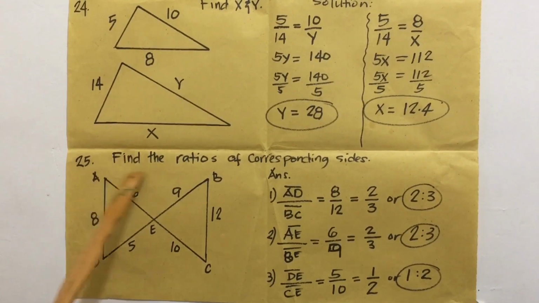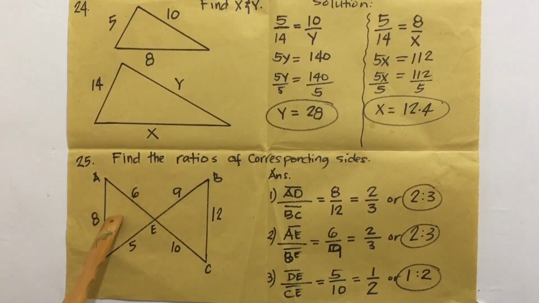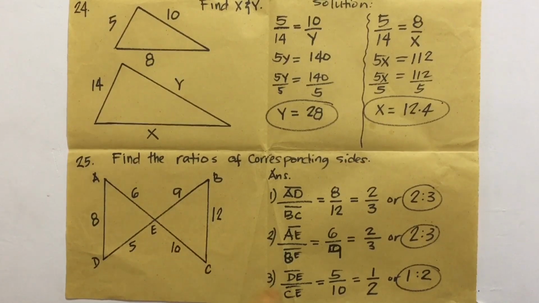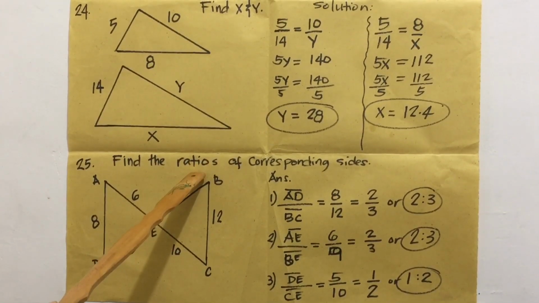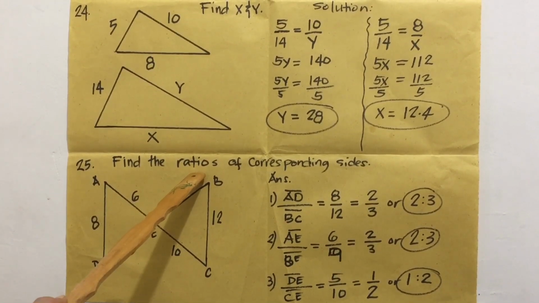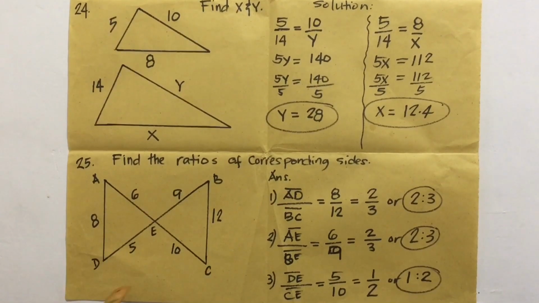Next, number 25. Find the ratios of corresponding sides of the given connected triangles. So we have two triangles again here, similar triangles. Then we're going to find the ratio. Remember, in making ratios, we have three ways, and one way is a fraction. So we're going to make a fraction.